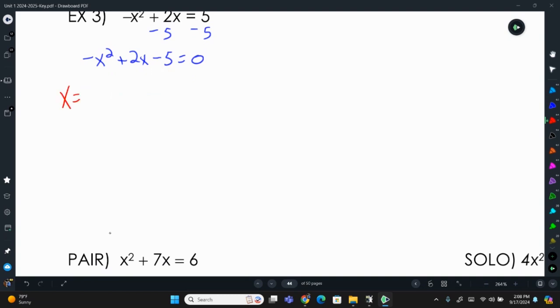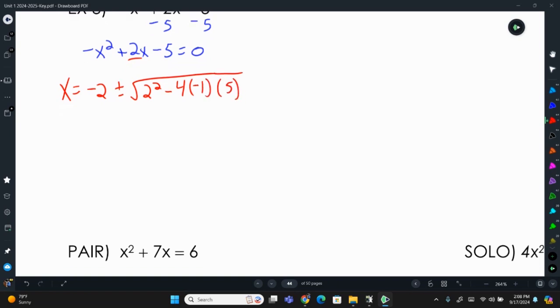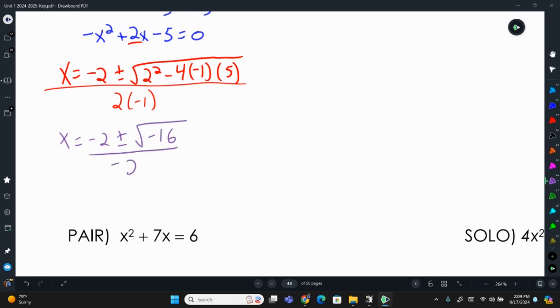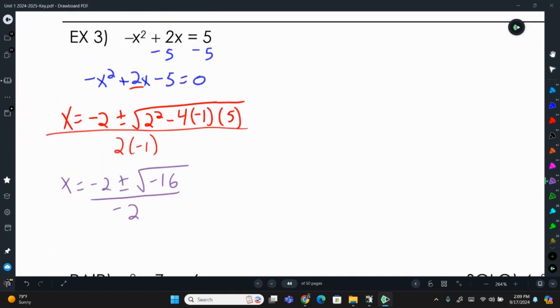So x equals negative b, so negative 2, plus or minus the square root of 2 squared minus 4 times a, which is negative 1, times c, which is... sorry, c was 5, not 20, all over 2 times negative 1. So x equals negative 2 plus or minus, that's going to be the square root of negative 16, over negative 2.